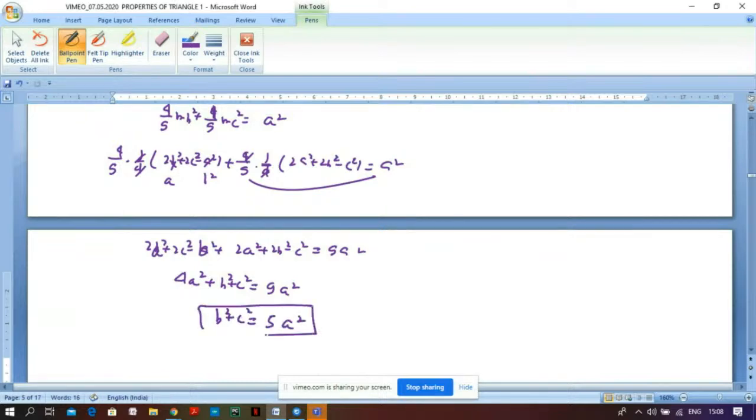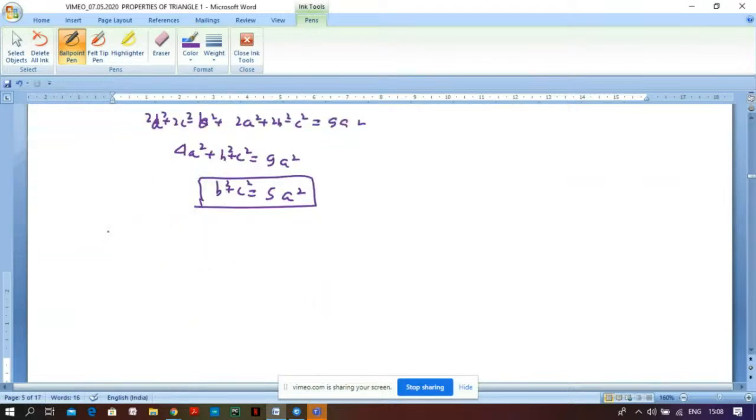And so we have related this a, b, and c for such a triangle in which medians are perpendicular. Let me do it again geometrically. That's a very small solution, and it's much more elegant. So geometrically, we'll do like this.